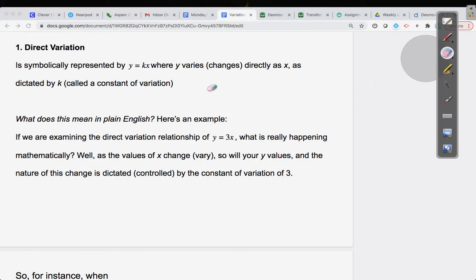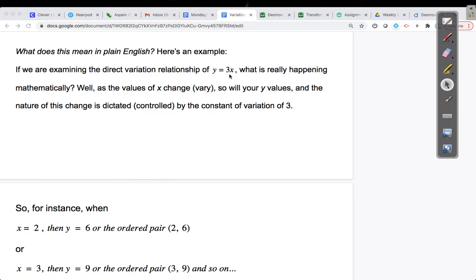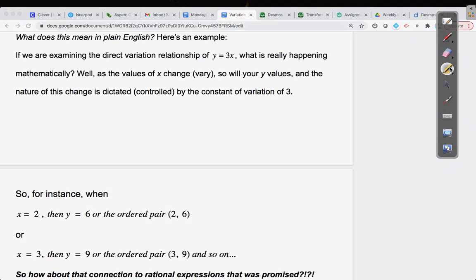So let's continue with that example of y equals 3x, and let's just kind of see numerically what's happening here. Using this example of y equals 3x, let me highlight that a little bit again. I'm just looking at some specific inputs.